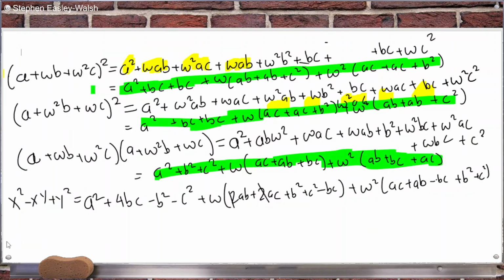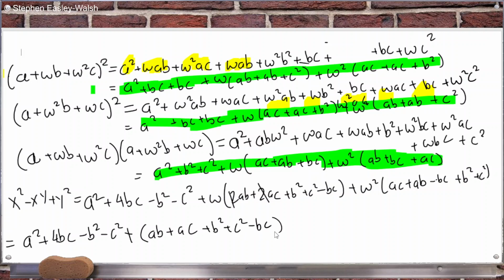I can say this is equal to A squared plus 4BC minus B squared minus C squared plus AB plus AC plus B squared plus C squared minus BC, omega plus omega squared, which is minus 1. So let's see what we're left with now.